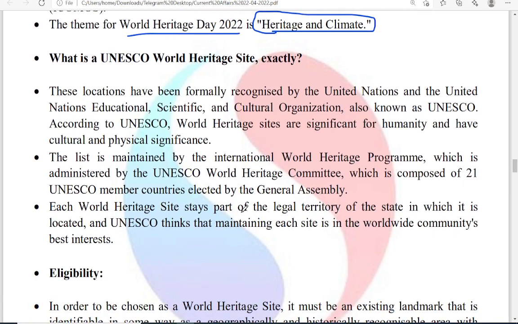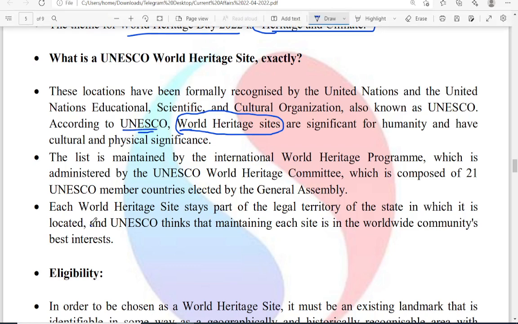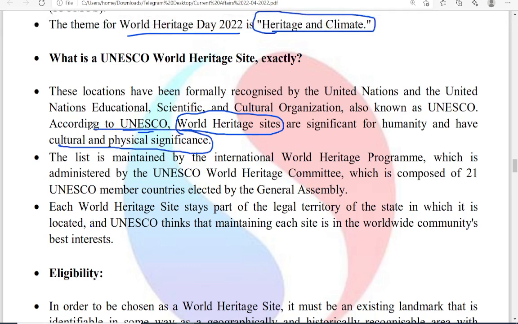First of all, these locations are recognized by the UN and UNESCO, right? And the countries will be provided assistance, training, and also some funds. Once a site is there in your country, you have to apply to UNESCO that this place has very cultural and physical significance in my country. So please recognize it as a UNESCO World Heritage Site.